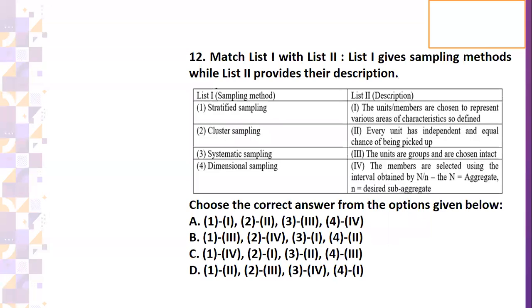Then we have your sampling methods. So you have to match the following. You have the sampling methods and the descriptions. This is basically sampling, that is stratified sampling, cluster sampling. Then you have systematic sampling, and then you have dimensional sampling. So you have to match them accordingly. I'll read out the methods: stratified, cluster, systematic, dimensional. You have the description given in column B. You have to tell which description is matched well.